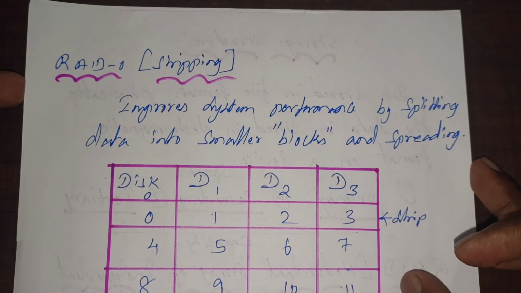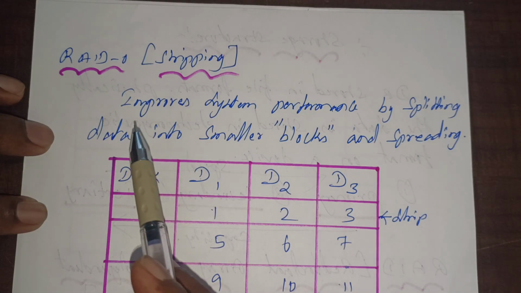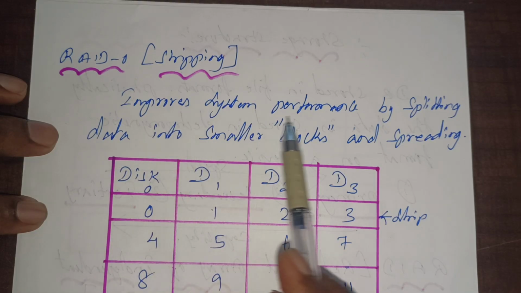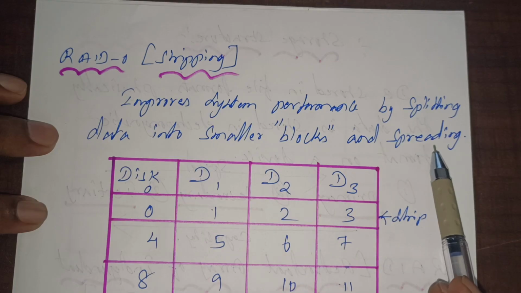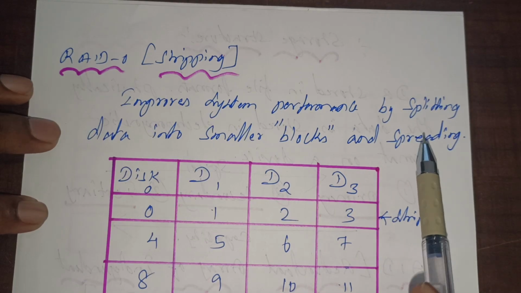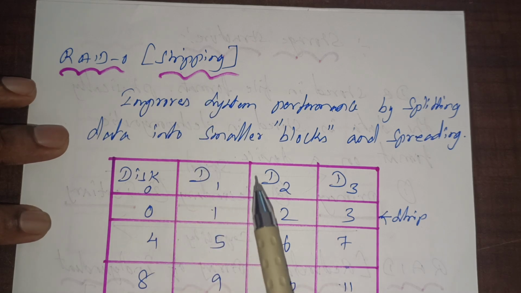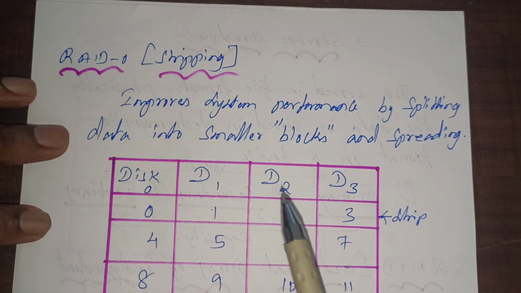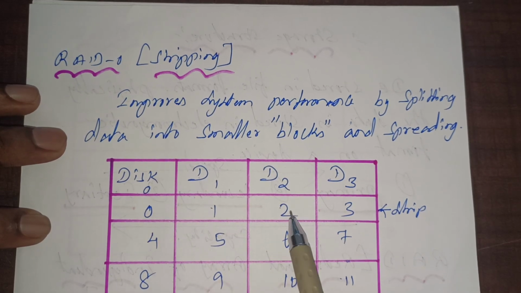One by one we are going to see them. I am going to explain all about RAID and its types with one simple example so that you can understand very easily. So what is RAID 0? It improves system performance by splitting the data into smaller blocks and spreading them across drives. Here we use a name called striping. What is the process of striping? It enhances data speed by enabling parallel read and write. For example, here there is data 0, 1, 2, 3.